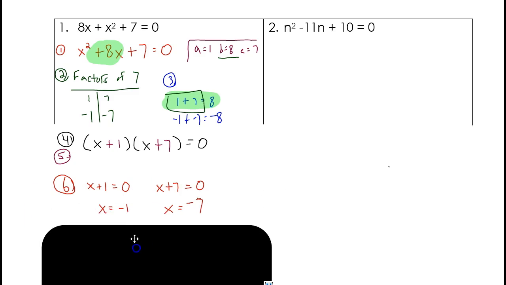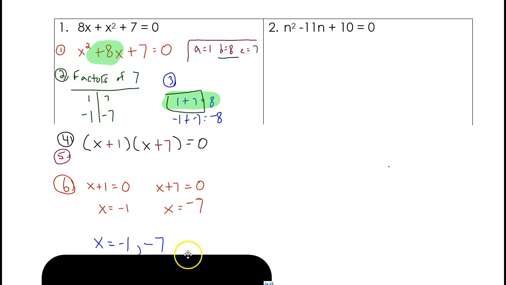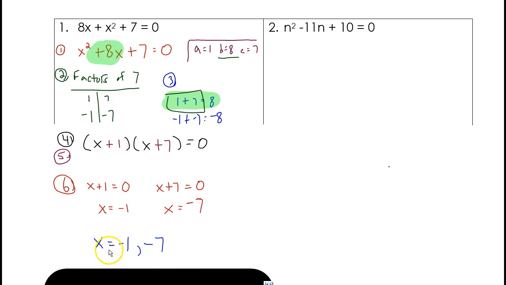Well, those are easy to solve. You subtract 1 on the left one and you subtract 7 on the right one. So we get two solutions, -1 and -7. What I like to do is just bring them together in one answer. x is equal to -1, comma, -7. We circle that up and say, we got it.